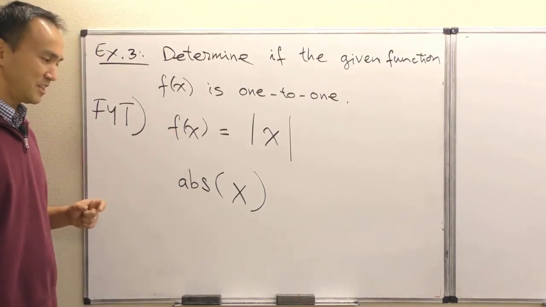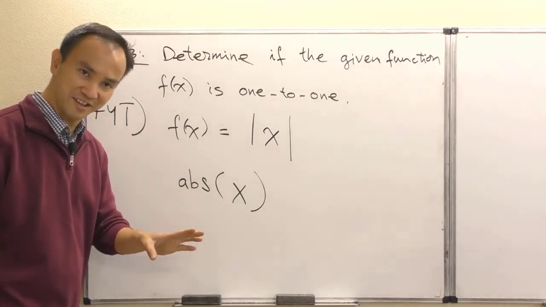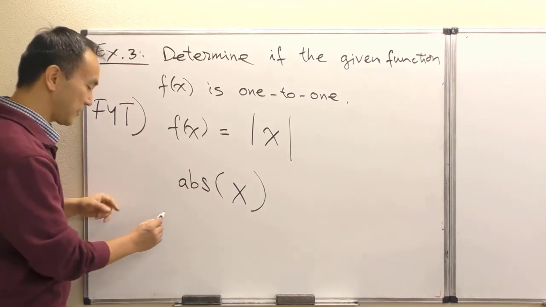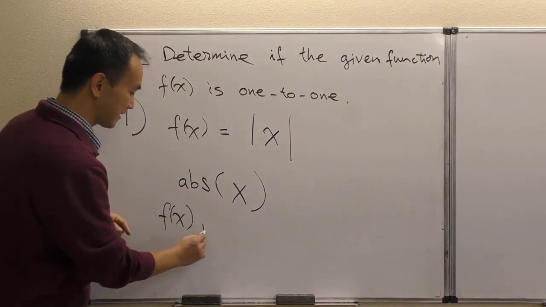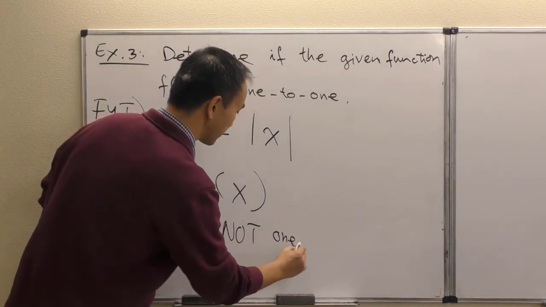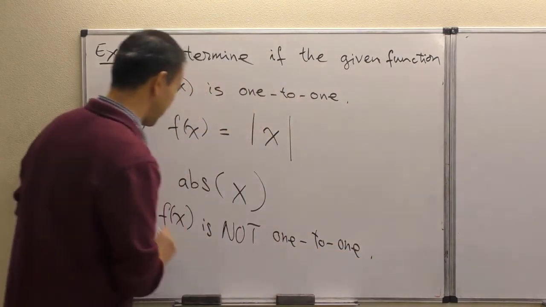Now I assume you have already pulled out your graphing utility and graphed this function. I would say that this function f of x is not 1 to 1. That's the conclusion.